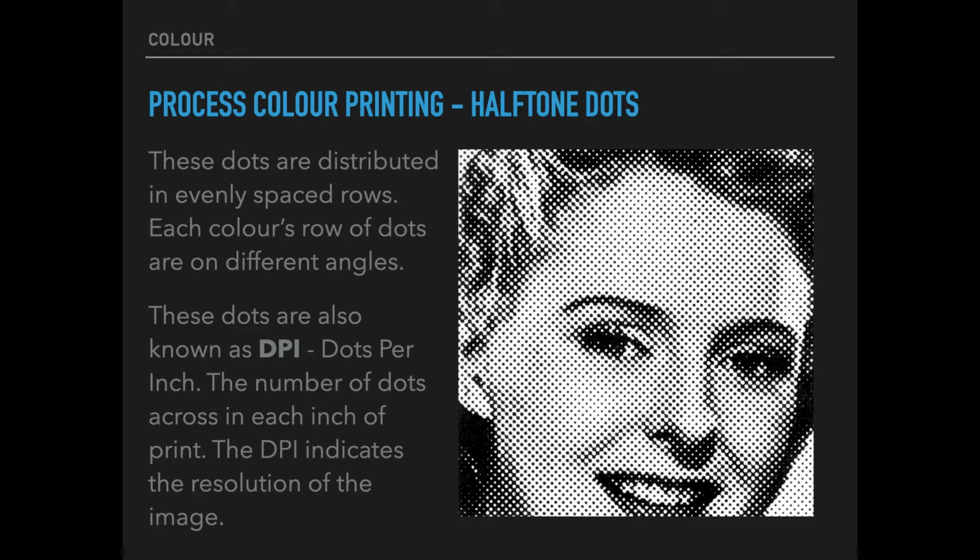So halftone dots. These dots are distributed in evenly spaced rows. Each color row of dots are on different angles. These dots are also known as DPI, dots per inch. The number of dots across in each inch of print. The DPI indicates the resolution of the image.